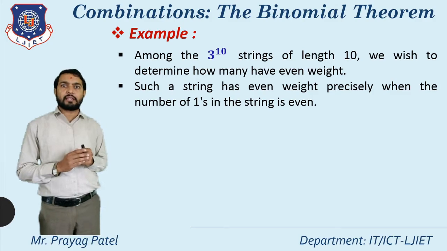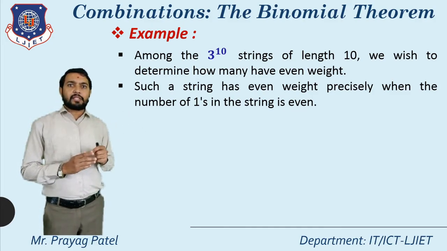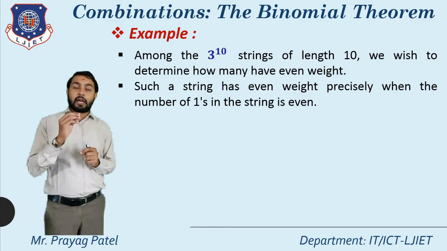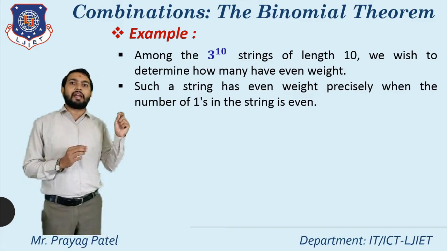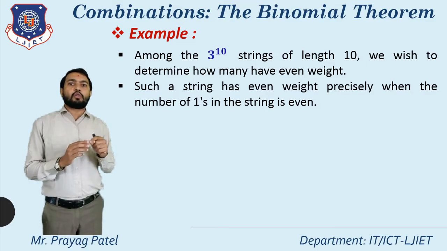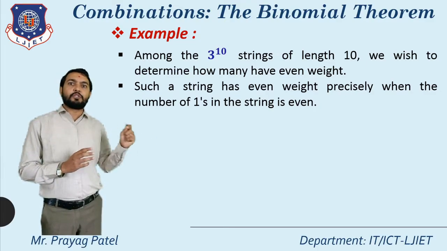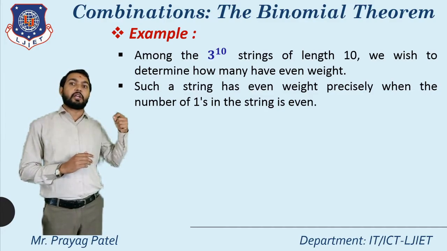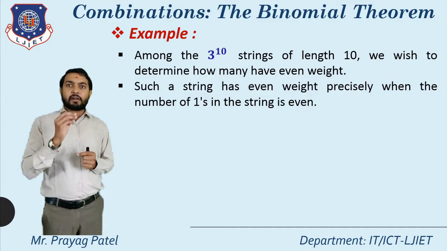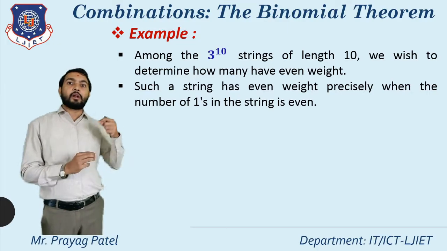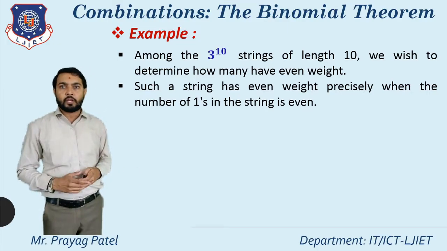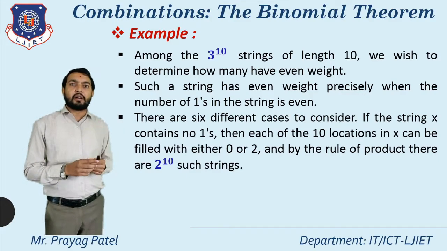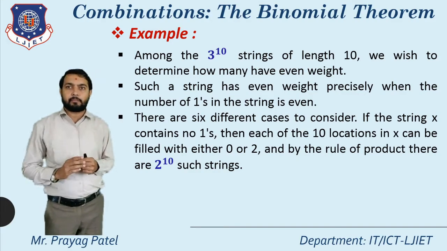Such a string has even weight precisely when the number of ones in the string is even, because our elements in a string are 0, 1 and 2. Here 0 and 2 are already even; addition of 0 and 2 is even. But when we add a 1 into this string, the sum becomes odd. That means the main factor here is the 1. How many ones are available in the string? If the ones available are an even number, then our total is even.